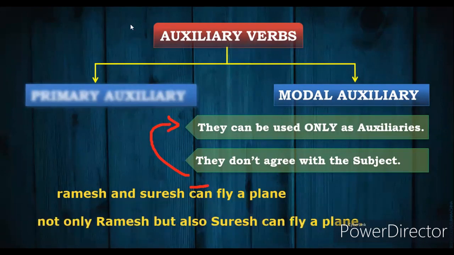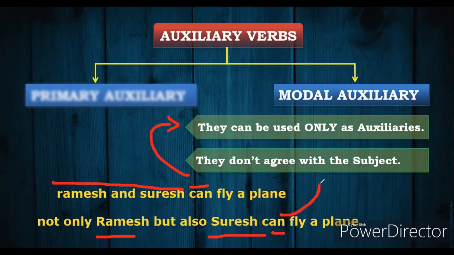Even in this statement, let me tell you, even if I have changed Ramesh and Suresh from plural to singular, I haven't changed the verb. That means this point proves that even if I change the subject from plural to singular or vice versa, the verbs do not change. They remain as they are. So I hope this part was very clear to you. This is how this point is very important in modal auxiliary.